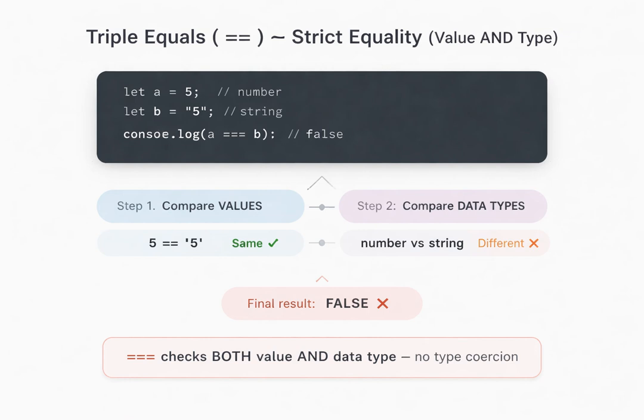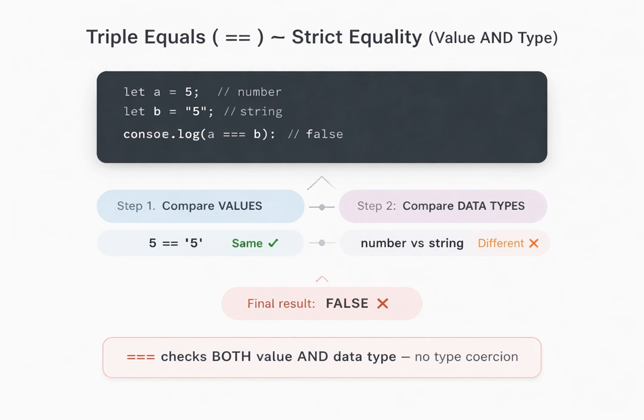It checks both the value and the data type. So using the same example, a is the number 5 and b is the string 5. When we use triple equals, JavaScript first checks, are the values the same? Yes, they are. But then it also checks, are the data types the same? No, one is a number, the other is a string. Because the data types don't match, the result is false.